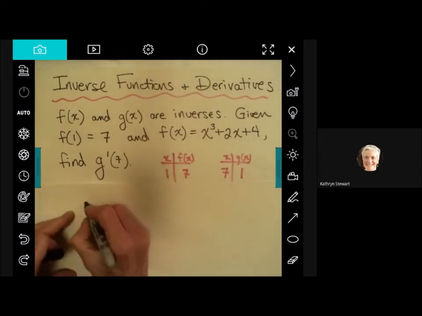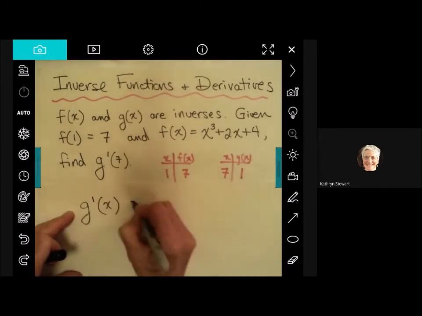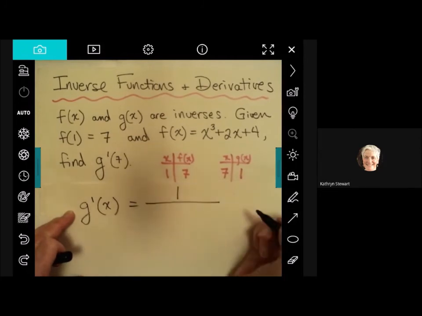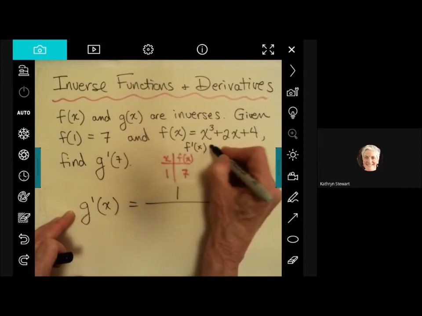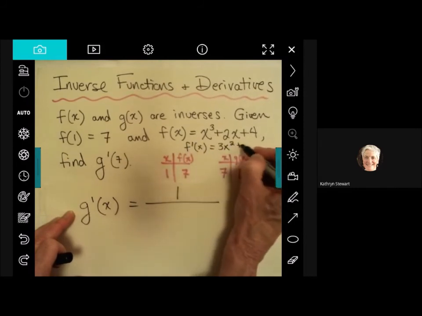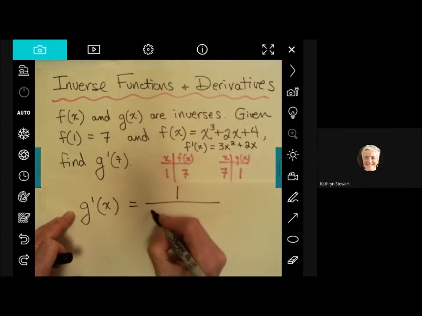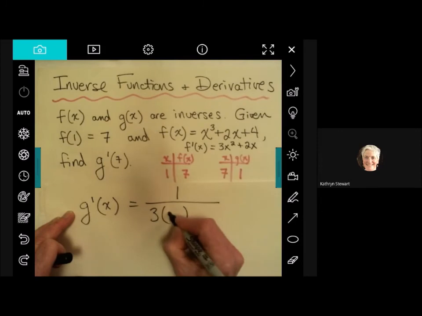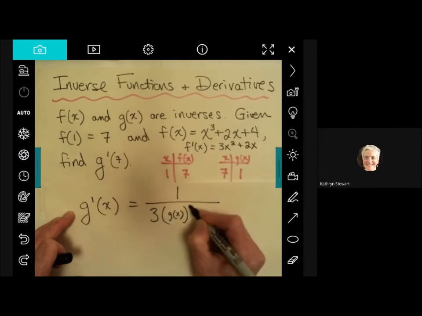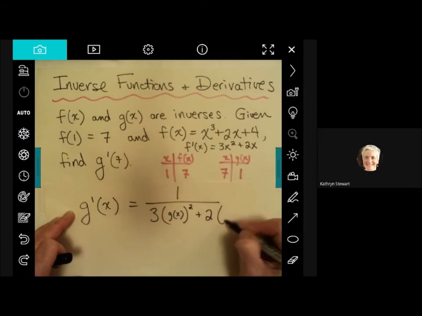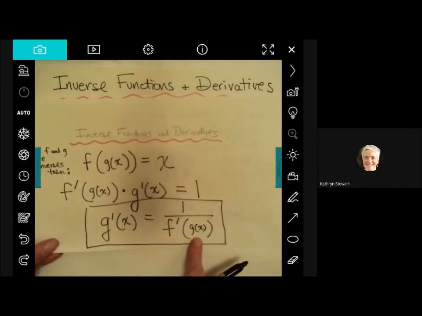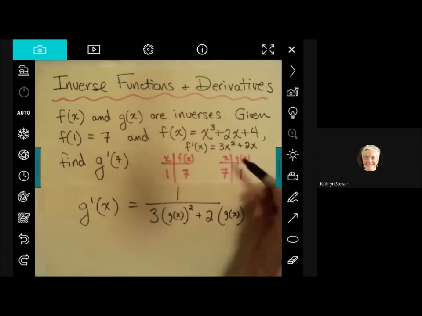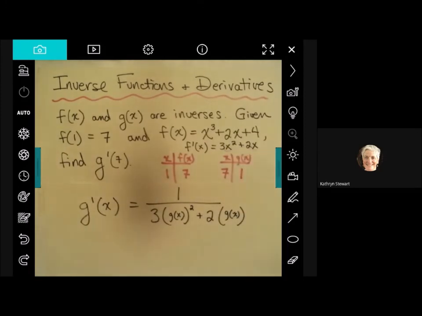So if I know that g prime of x is 1 over f prime, well, let's see, f prime of x is 3x squared plus 2x. So it's going to be 3 g of x squared plus 2 g of x. Everybody following that? Again, that's 1 over f prime of g of x. So I took f prime and I replaced the inputs with g of x.